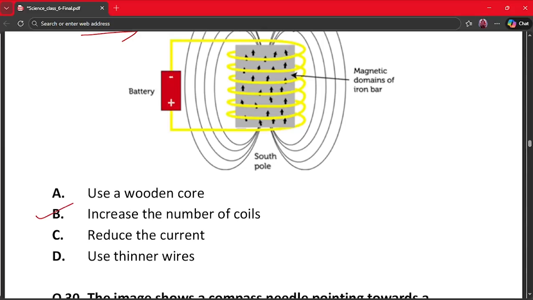More coils increase magnetic field. This strengthens the electromagnet. So a wooden core does not help and reducing current weakens the magnet. Hence increasing coils is the correct answer.